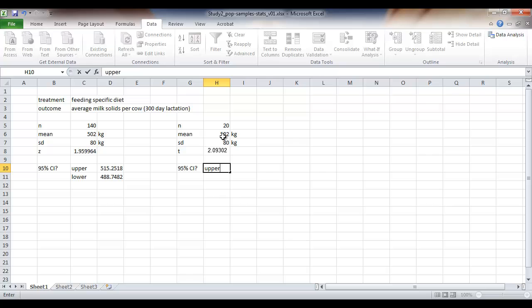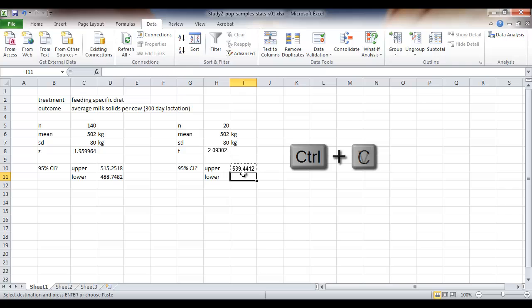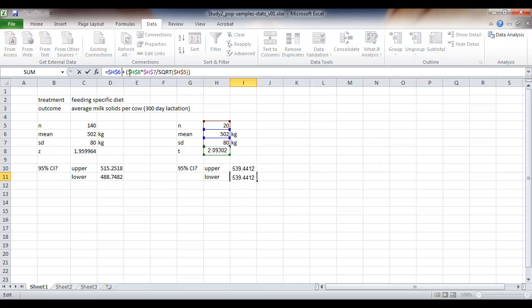So we'll calculate the upper, and then we'll do the lower, equals, so the formula says we want the mean, plus, in brackets, t times the standard deviation over the square root of the number in the sample. Make sure that you close all of your brackets properly, and that gives us our upper confidence interval. Again, if we go through and use absolute cell referencing to make sure that these cells aren't going to move, then we can copy and paste that formula into the cell below, replace our plus with a minus, and that will now give us our lower 95% confidence interval. And it's interesting to compare the two and see what effect your sample size has had on the width of your confidence intervals.